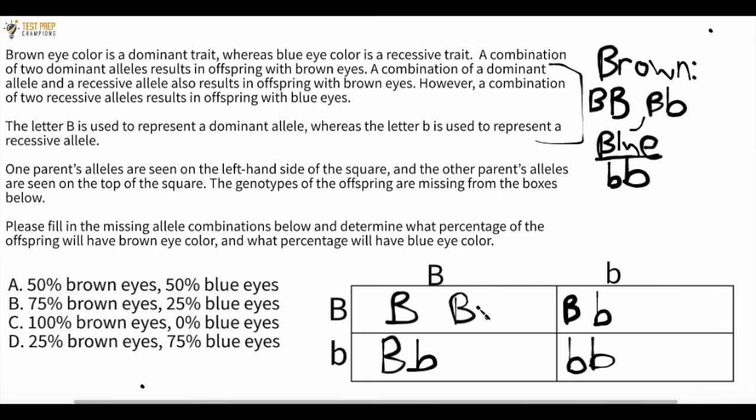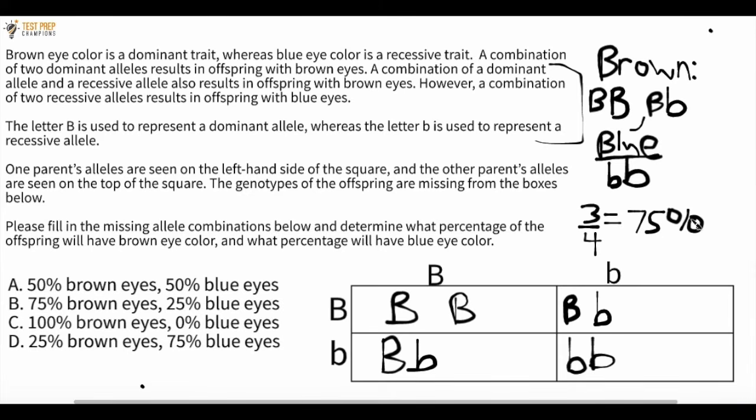For this offspring right here, they've got big B, that would be brown eyes. For this offspring right here, big B, little b, that's going to be brown eyes. For this offspring down here, big B, little b, that's also brown eyes. This one here, little b, little b, that is blue eyes. So it looks like 3 out of the 4 are going to be brown eyes. 3 out of 4 is the same as 75%.